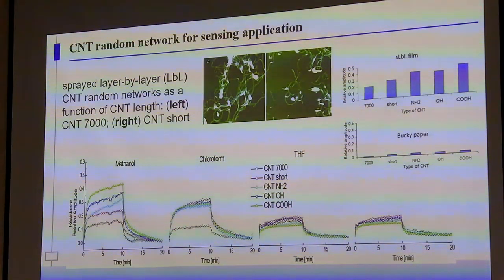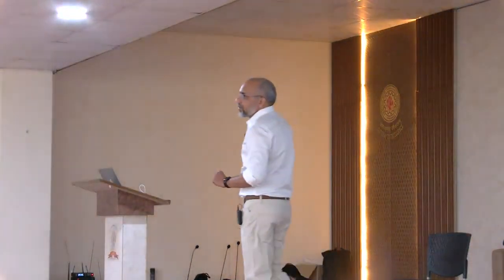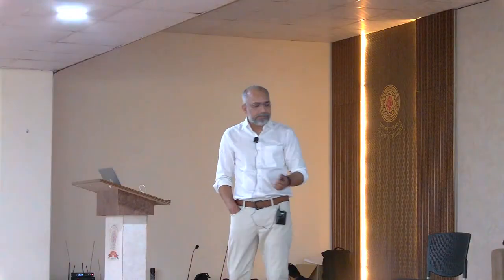But here, one interesting result that we do have is if you compare the random network with bucky paper. What is bucky paper? Bucky paper is a dense network of carbon nanotubes. Simply you do the filtration of carbon nanotubes, and on the top you create a thin film. That thin film is bucky paper. In comparison to bucky paper, all these random networks have much higher sensitivity. That's one piece of evidence that random networks are much better for sensing application.